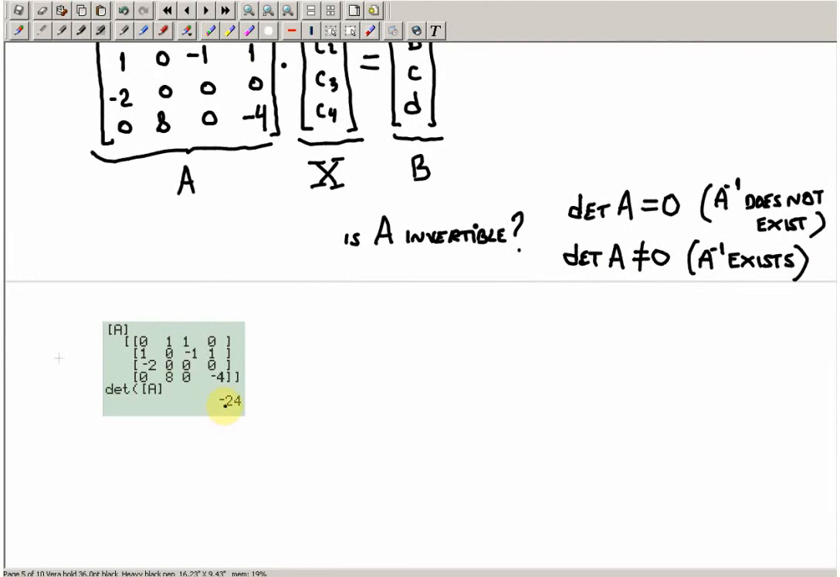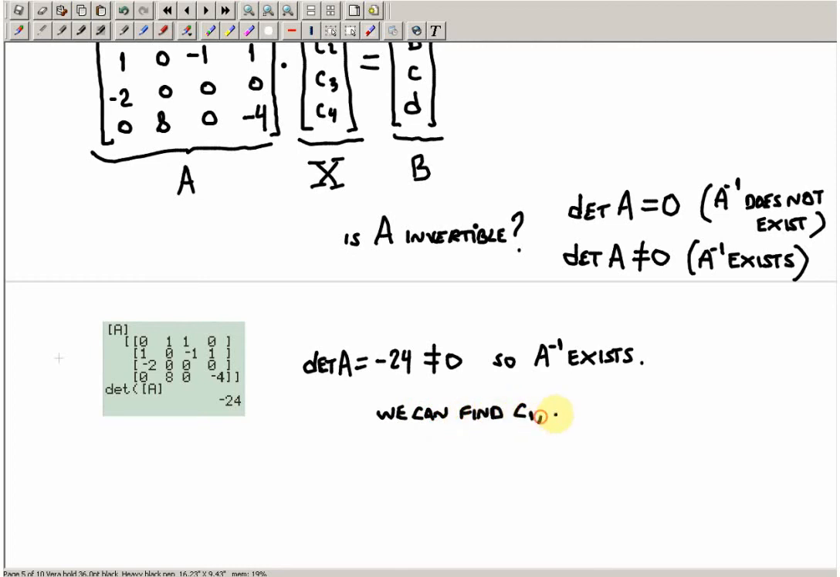So you can actually solve for those c's. It means there's an inverse. So the determinant of A is negative 24, which is different than 0. So A inverse exists. So the conclusion is we can find C1, C2, C3, and C4. We can solve for X.